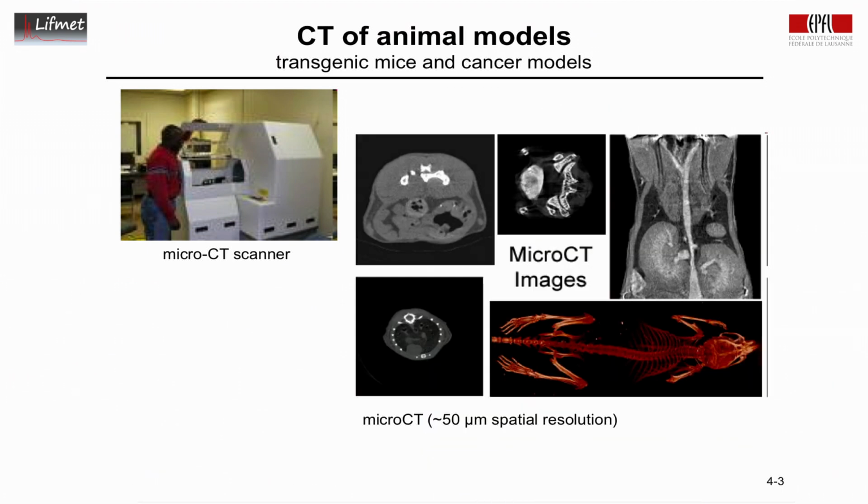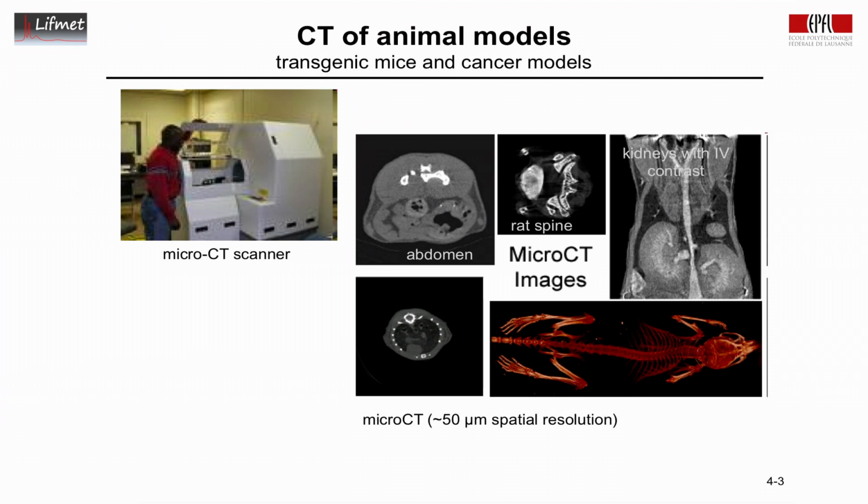Now here are some micro CT examples, and micro CT means really CT with high spatial resolution. We're typically talking about 50 microns in-plane spatial resolution. The first image is of the abdomen. We can see here some lesions. We have the heart here and some other organs. This is a micro CT of the rat spine. We see the spinal cord here and the discs surrounding it.